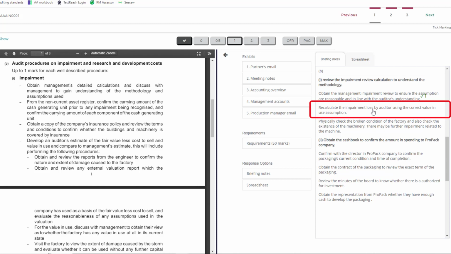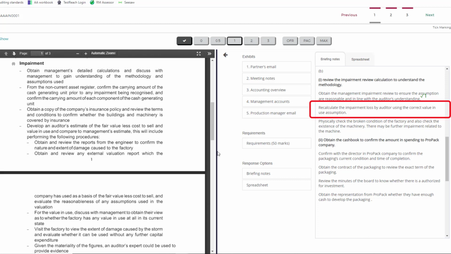Second one, recalculate the impairment loss by the auditor using the correct value in use assumption. Now, if you look at the marking scheme over here, it's getting at this point here, isn't it? Basically, redo this calculation with a lot of procedures around this correct value in use assumption. That's all of these procedures down here. And if you look at how the answer is set out, it's a lot more specific in using information out of the scenario, isn't it?